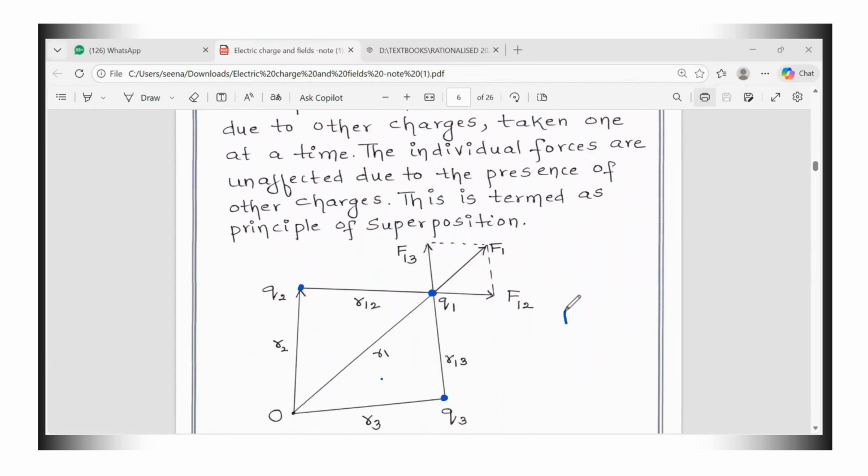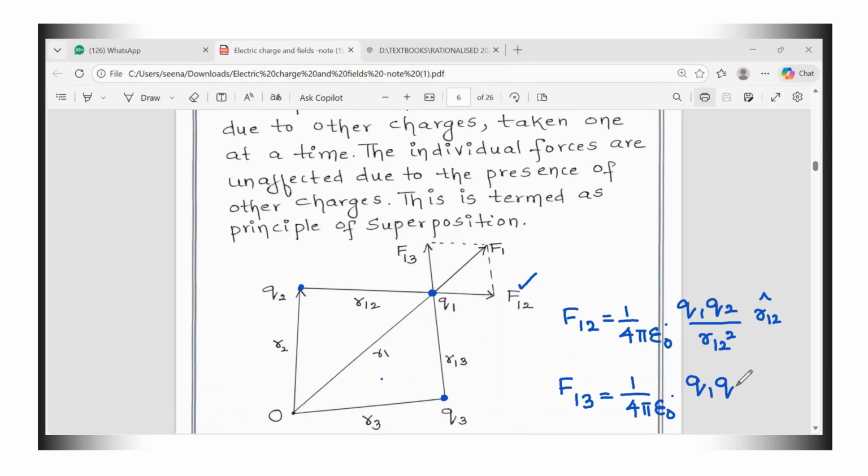So what is the force on 1 due to 2? This will be equal to 1 by 4 pi epsilon 0 Q1 Q2 divided by R12 square R12 cap. This will be acting along this direction because both Q1, Q2 are positive, so it will repel. Same is the case with force on 1 due to 3. That will be equal to 1 by 4 pi epsilon 0 Q1 Q3 divided by R13 square R13 cap. Since again both are positive, it will be repelling.